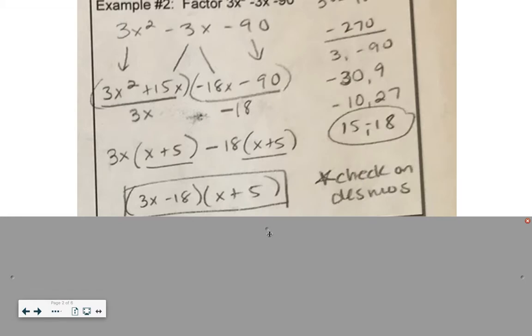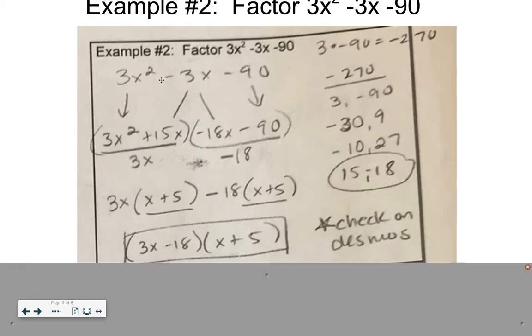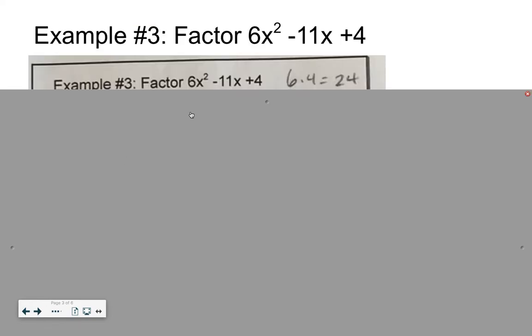Remember, you can always check your answers by using Desmos. So if I put in this answer, which is my factored form of my equation, and this answer, which is the standard form of my equation, they should make the same parabola. Let's look at one more. So this will be example 3.